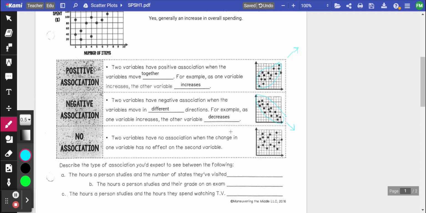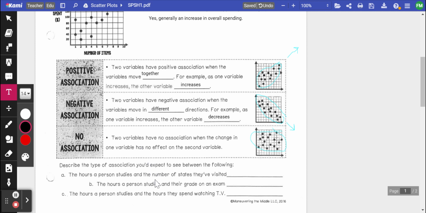Okay. So if the x and y are both increasing or both decreasing, then it's a positive association. If they're split, negative. Okay. No association. Just taking a look at a big old blob. Nothing big going on there. All right. So those are our three types of associations.